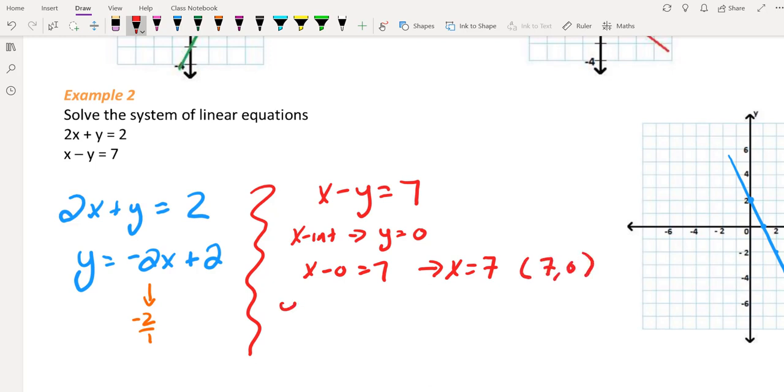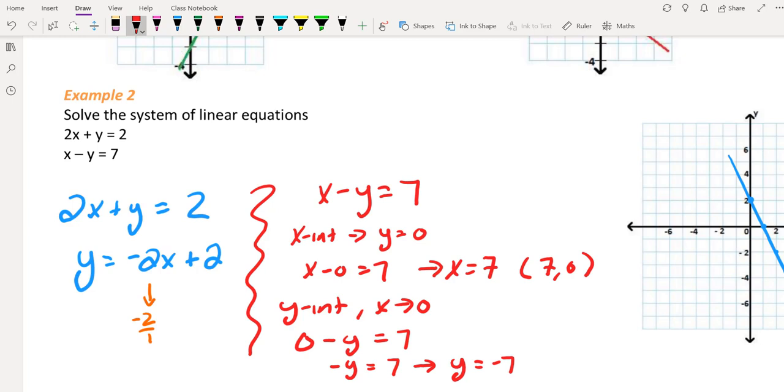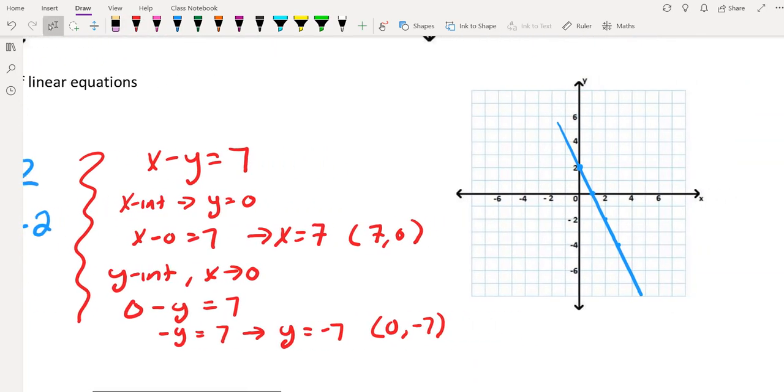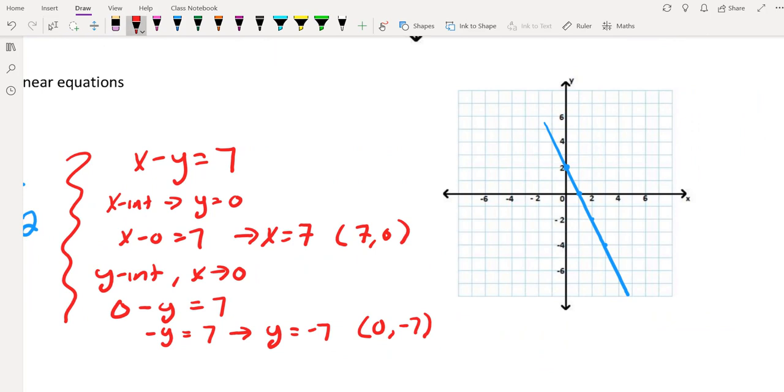The y-intercept, we set x equal to 0 and solve. So 0 minus y is equal to 7, negative y is equal to 7, which means y is equal to negative 7, right? So the y-intercept is 0, comma, negative 7. So I'm just going to plot these 2 points. So we have our y-intercept at negative 7, x-intercept at positive 7, and then connect these points.